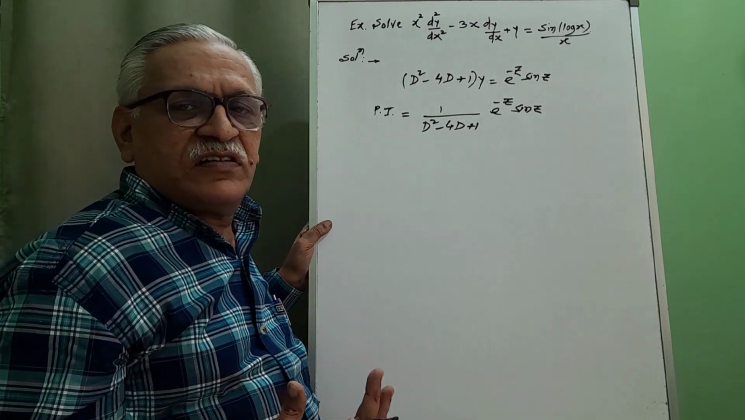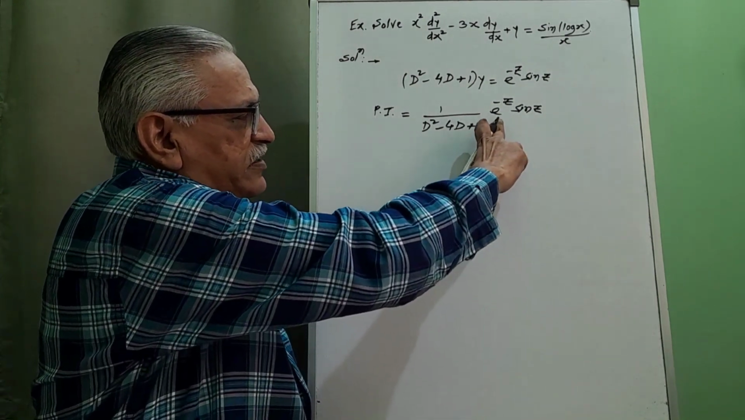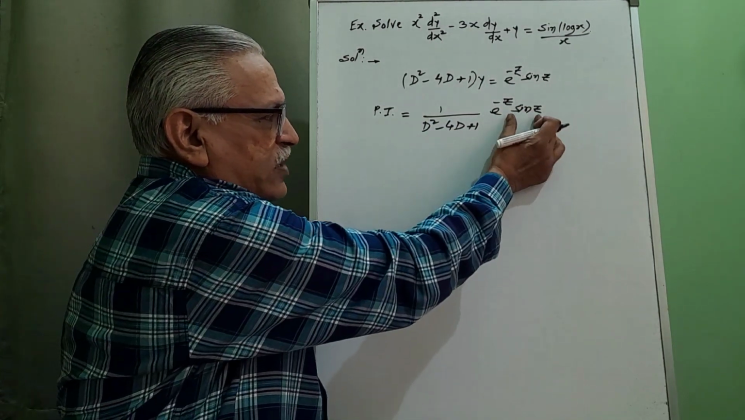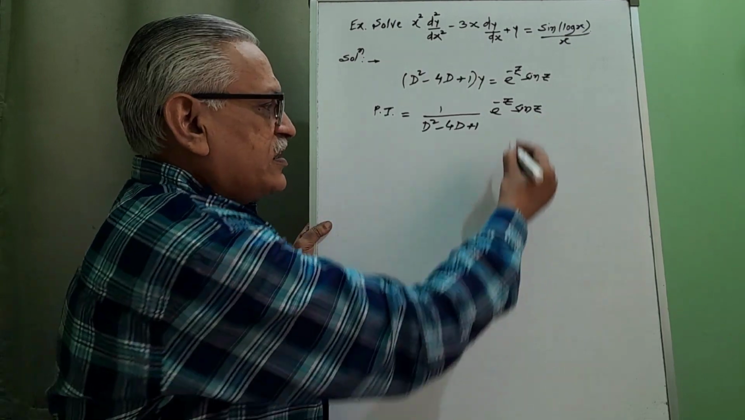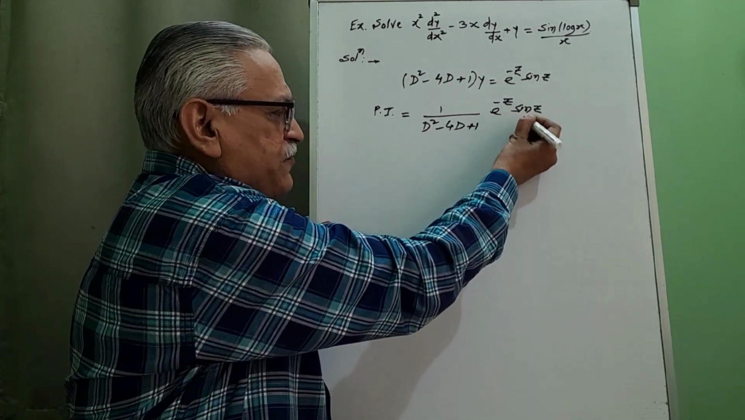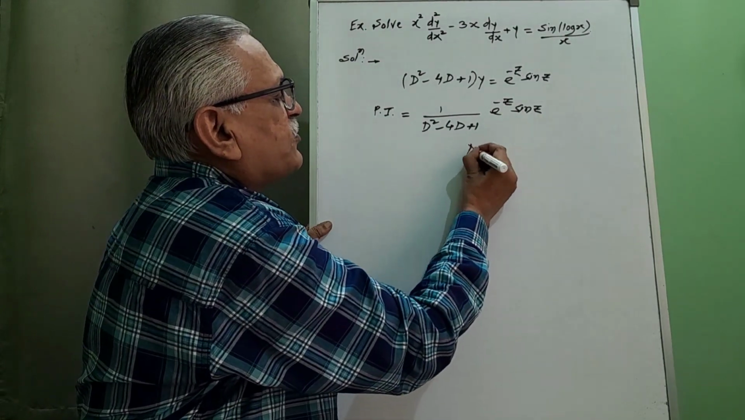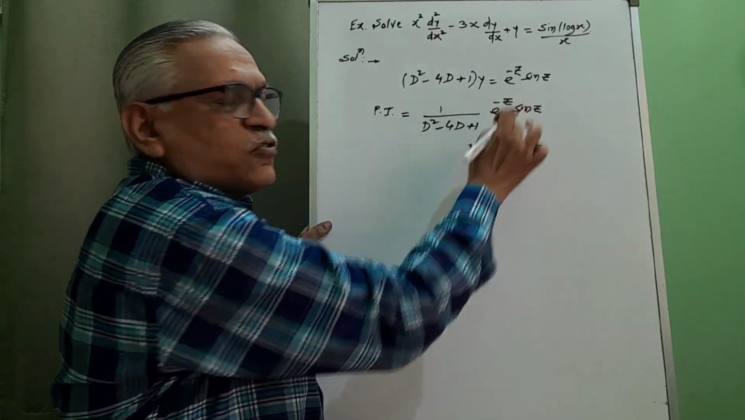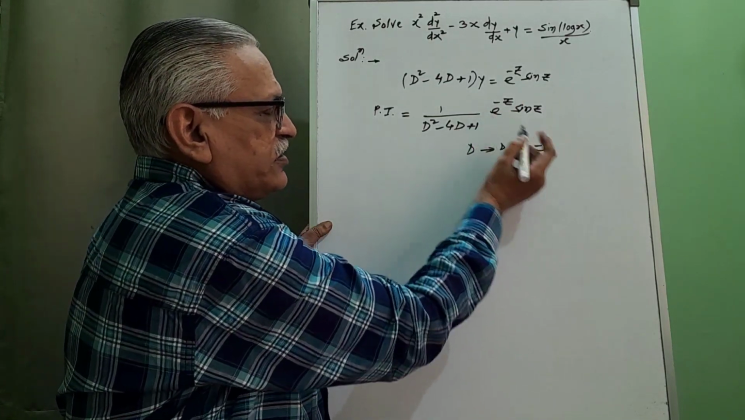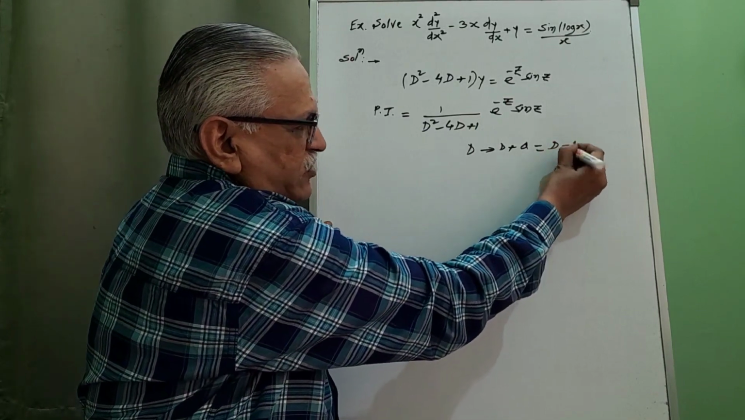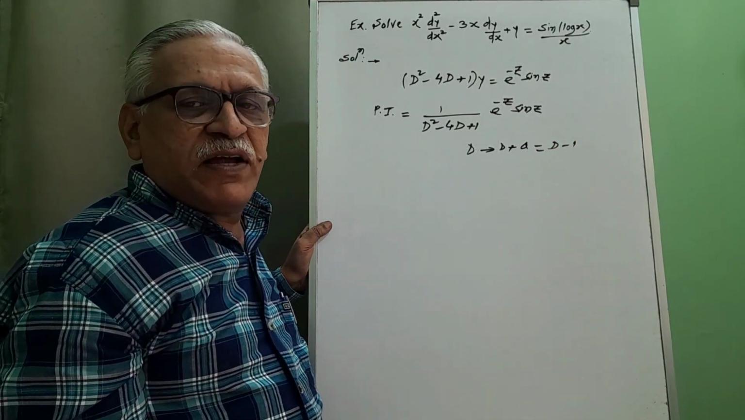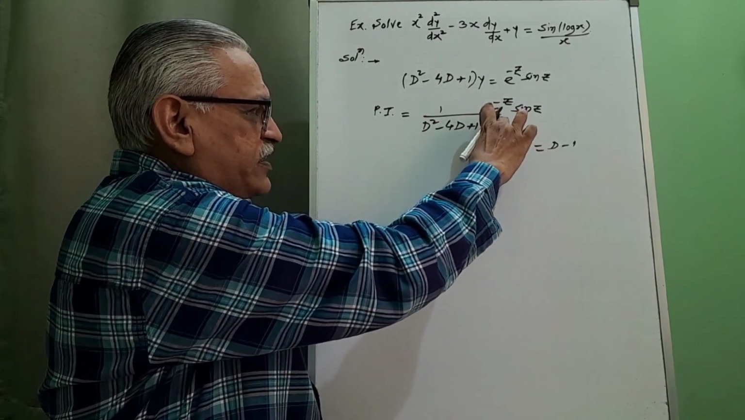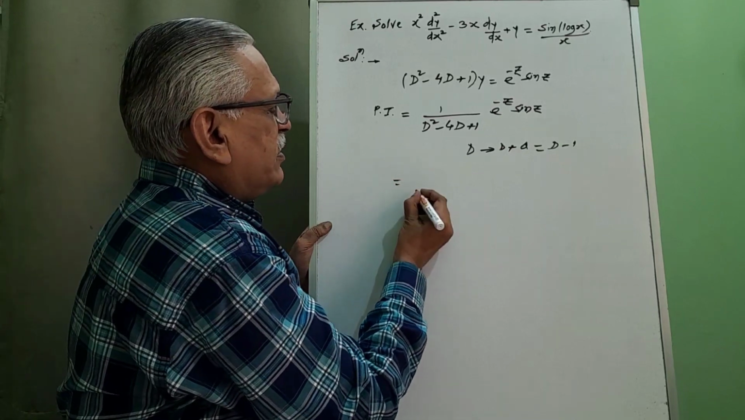There are 6 shortcut methods to find PI. It is in the form of e raised to ax into capital V. Capital V is here sin z. And therefore, for this type of case, the substitution is D is replaced by D plus a. A is here the coefficient of z in this e raised to minus z, and therefore it becomes D minus 1. Replace D by D minus 1, and while replacing we have to take this before the inverse operator.